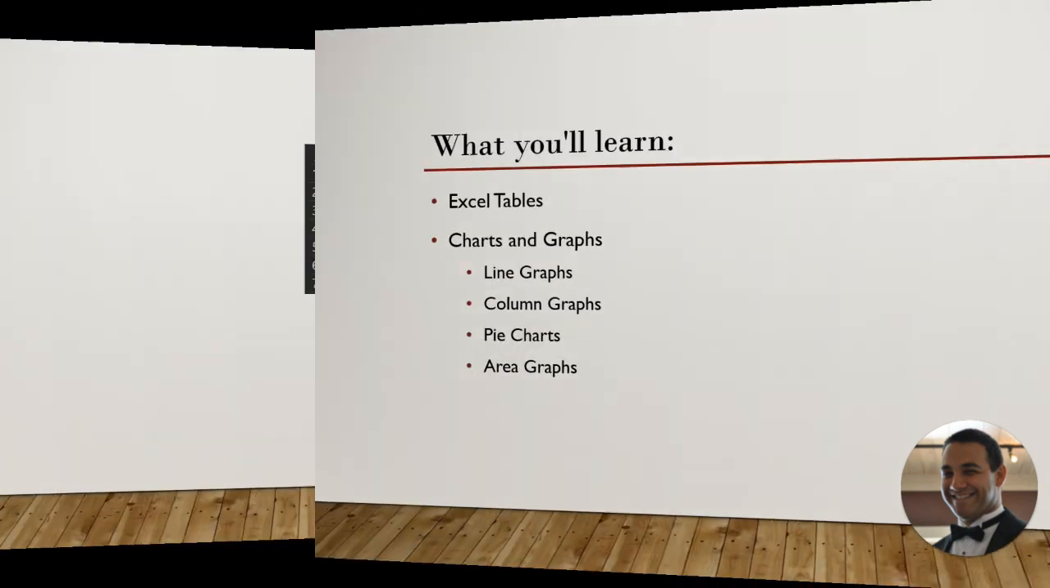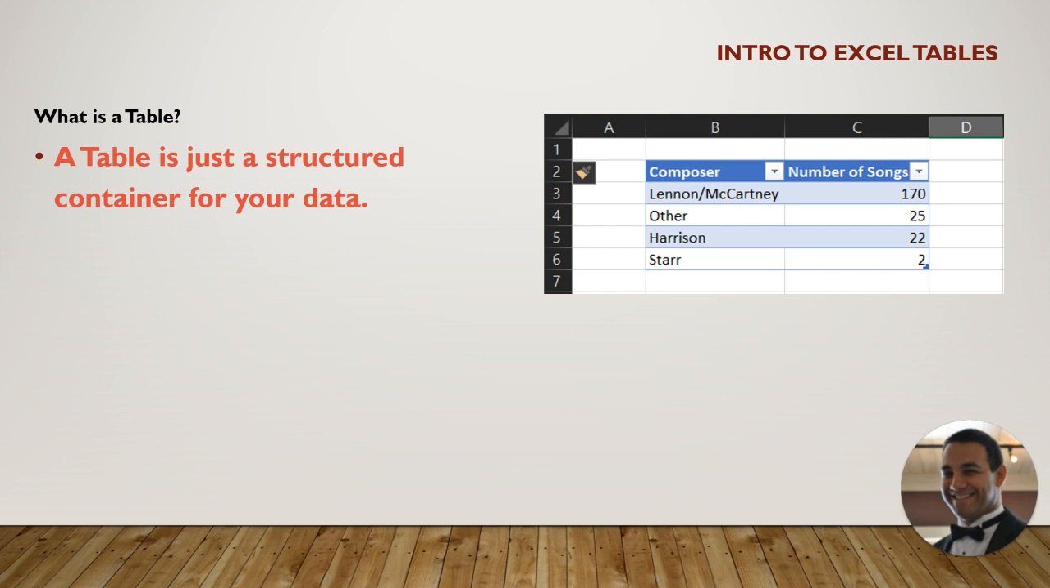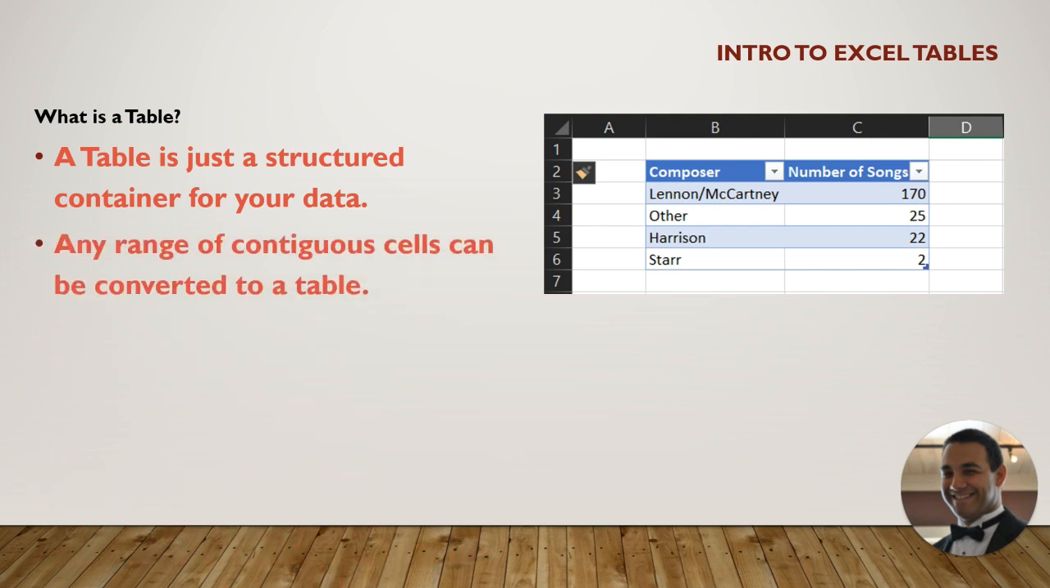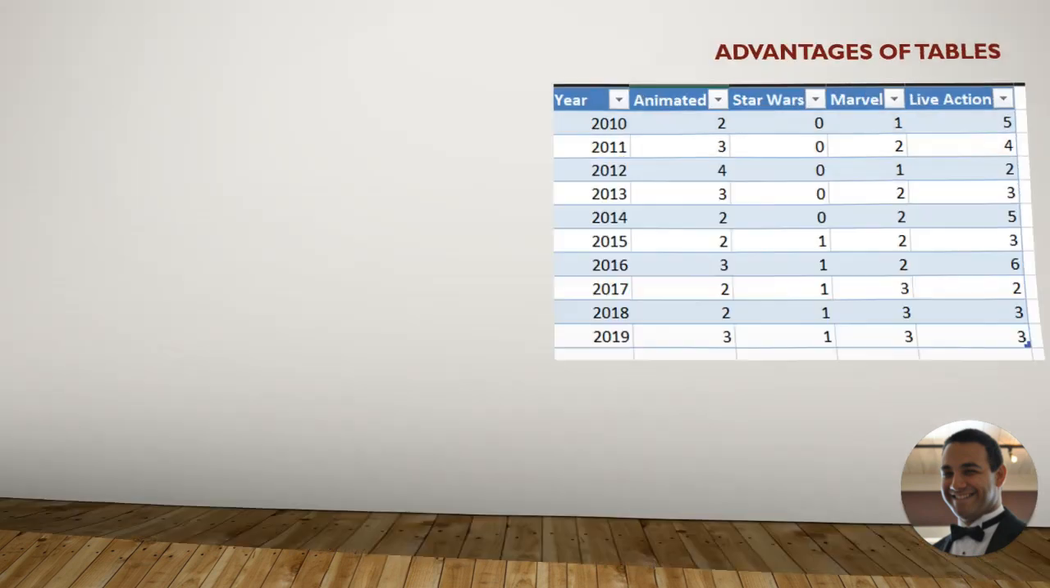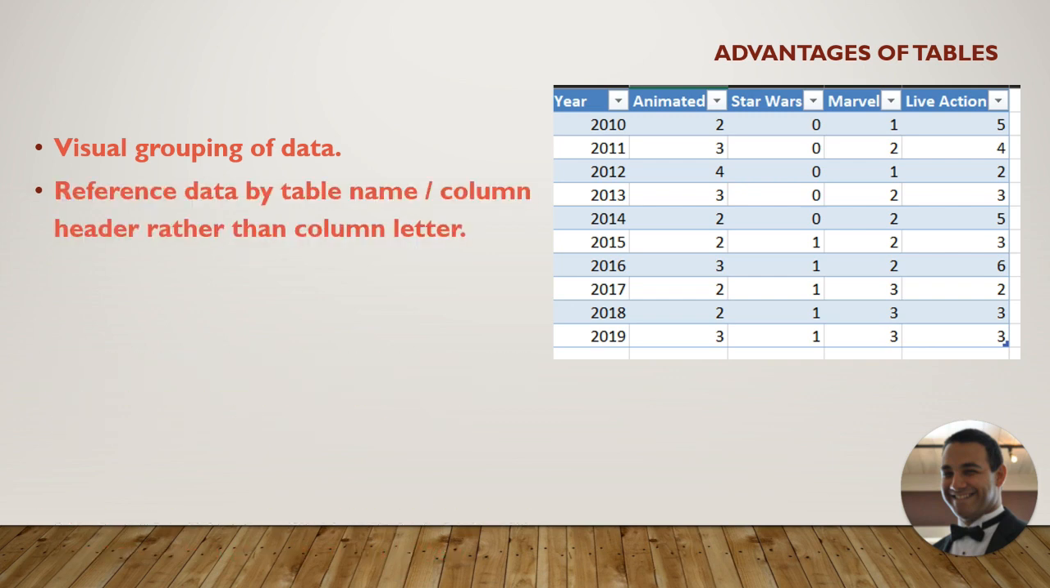So, what exactly is a table? A table is just a structured container for your data. Any range of contiguous cells can be converted into a table. There are tons of advantages to using a table within Excel, including visual grouping of data, being able to reference data by the table name or column header rather than just a column letter. This is especially useful for large sets of data.